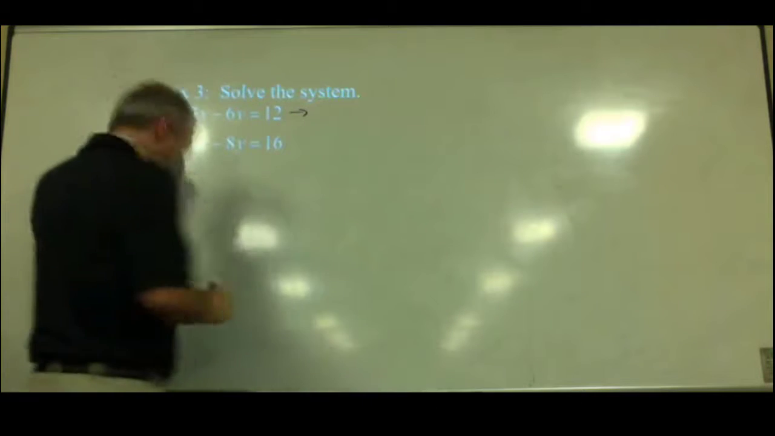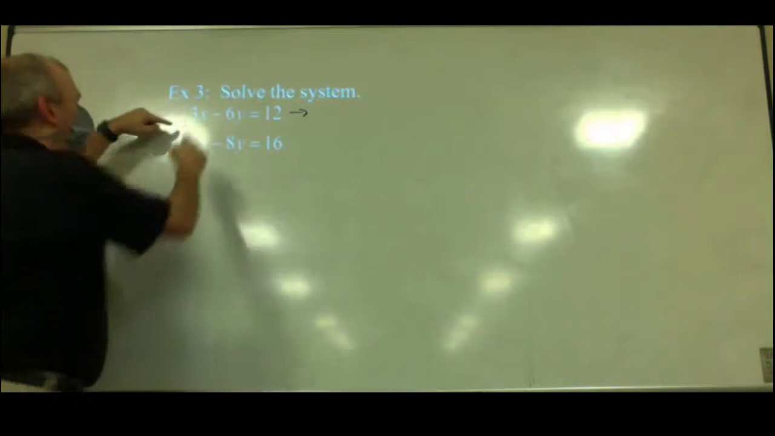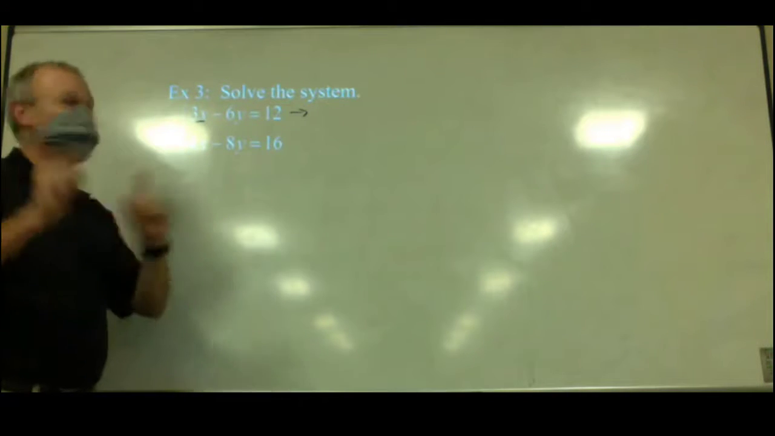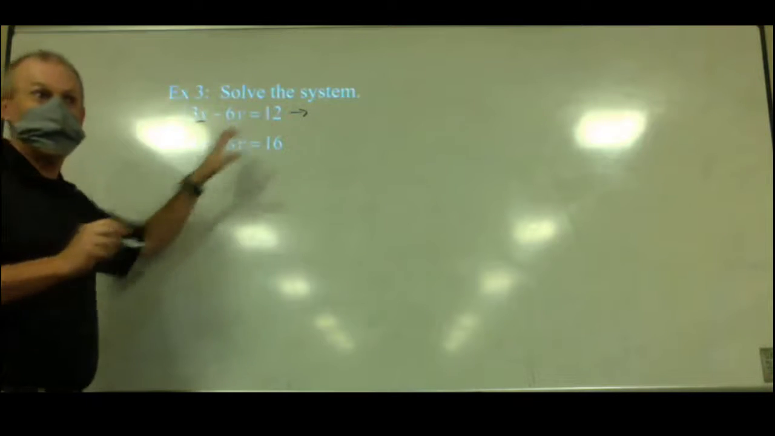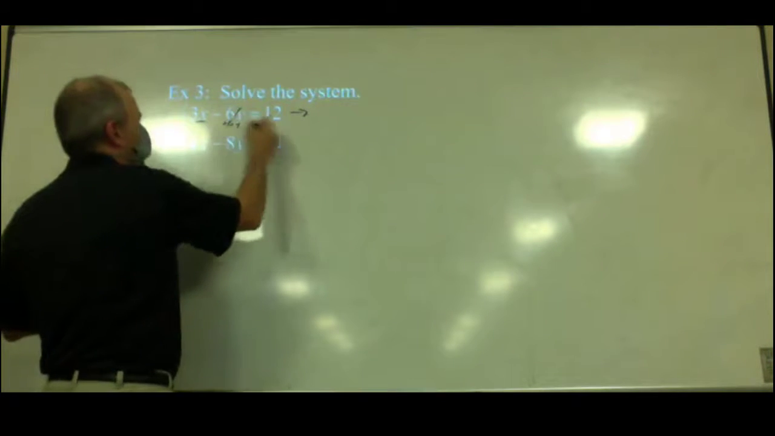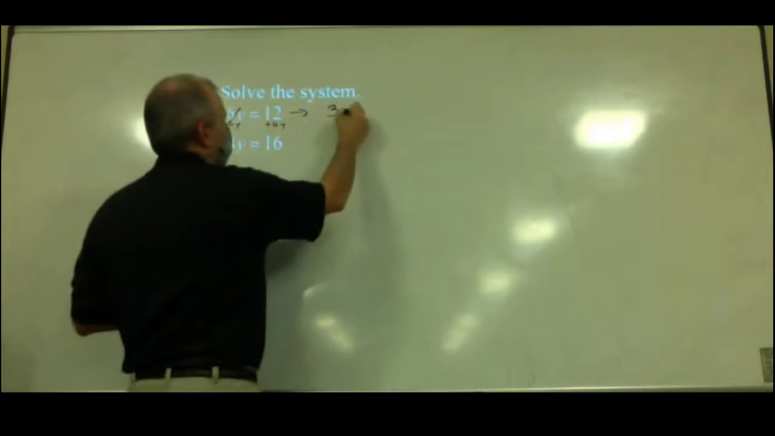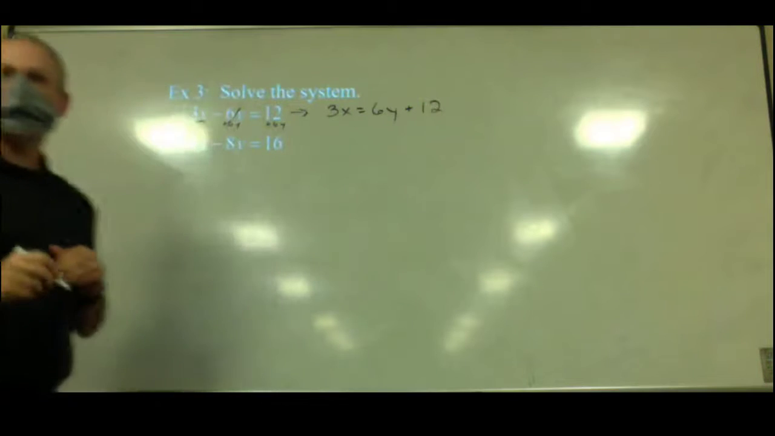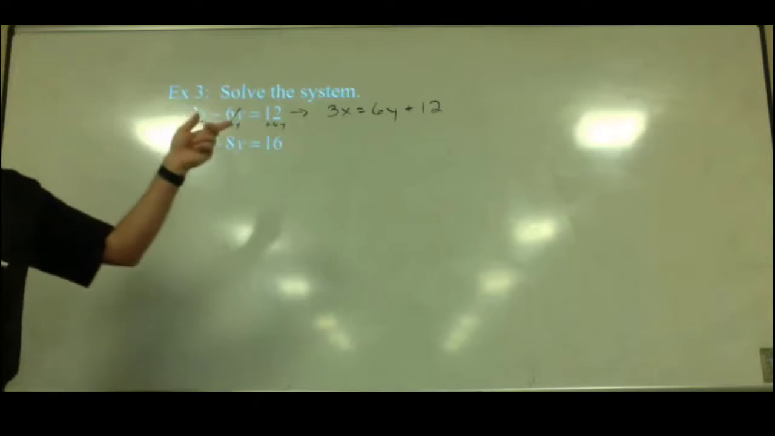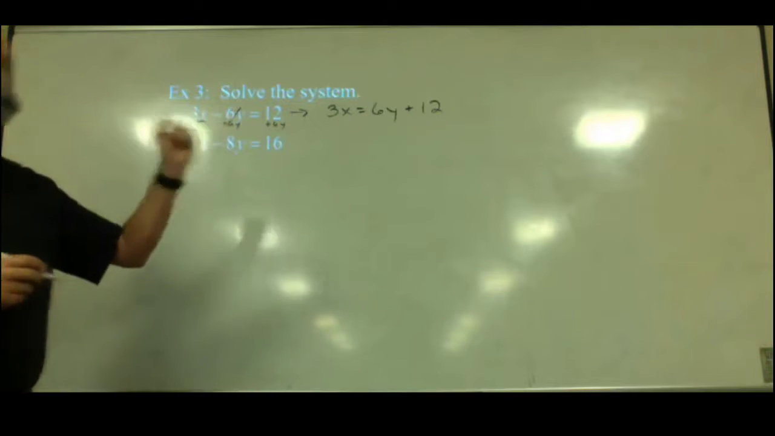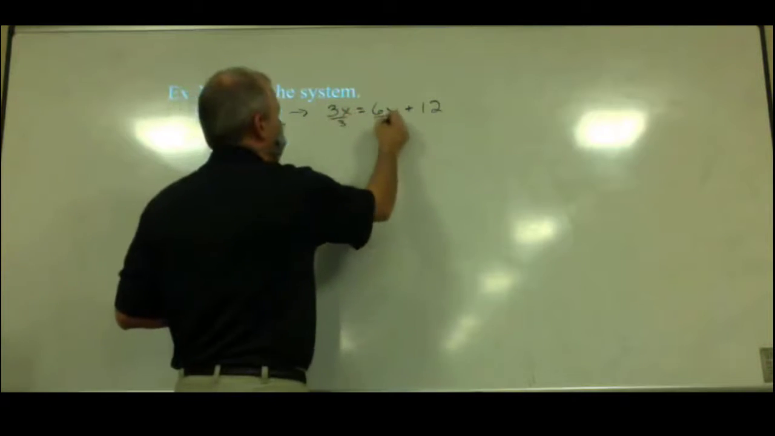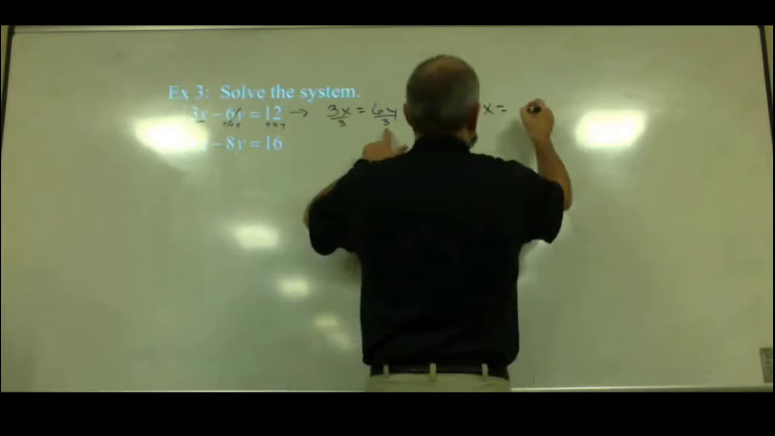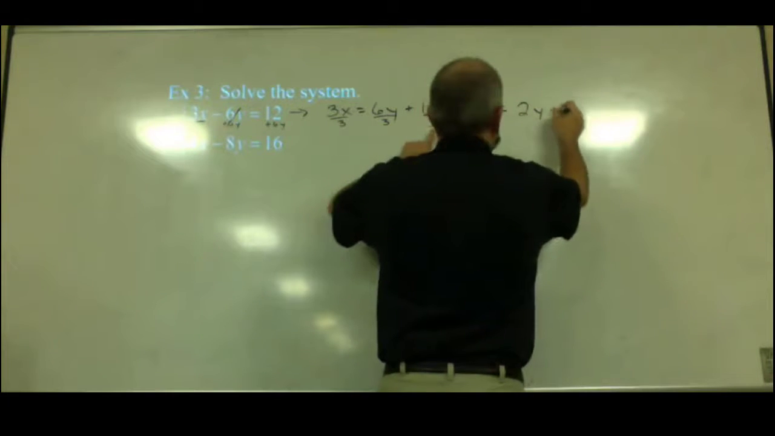So the first thing we would do is what, if we're trying to get this x by itself? Add the 6y. So let's add the 6y here to cancel and here. That gives us 3x equals 6y plus 12. Okay, good so far? Then what else do we have to do to get that x by itself? Divide by 3. And we have to divide everything by 3. So that will give us x equals 6 divided by 3 is 2y, and then 12 divided by 3 is 4.